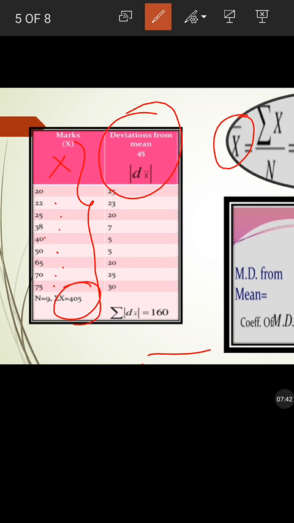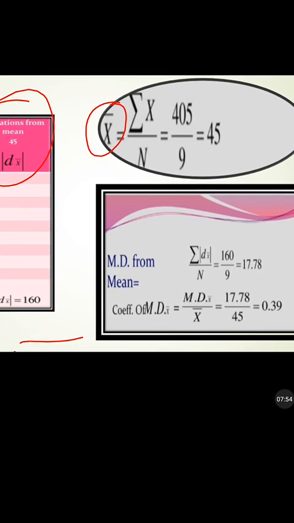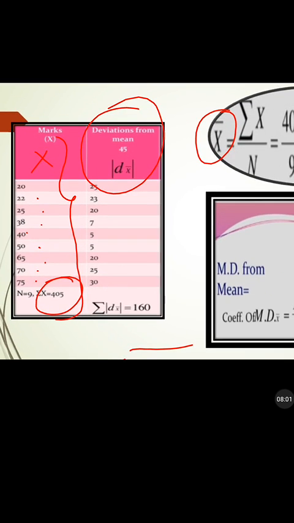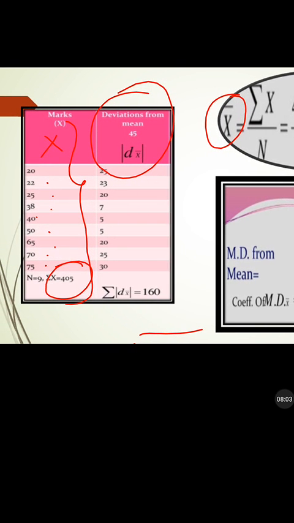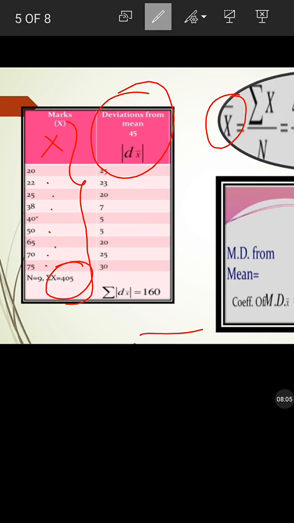That is, we take the deviation from the mean. So what do we do? x minus x bar. For example, first one: 20 minus what is the x bar value? X bar value is 45. See here we have got x bar is equal to 45. Okay, now in this table we are going to take this deviation, that is 20 minus 45, that is equal to 25.